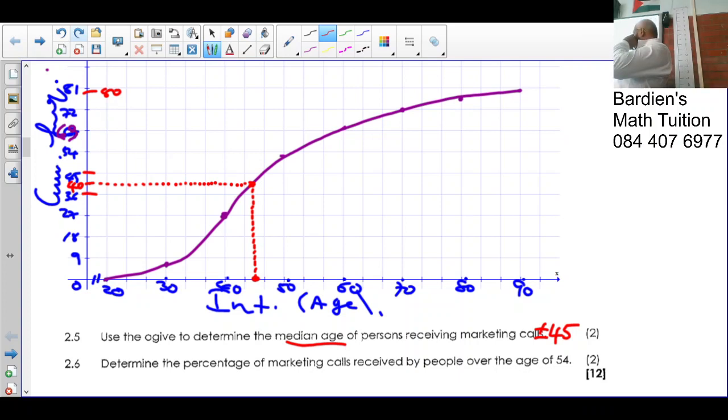Okay. Next question. Determine the percentage of marketing calls received by people over the age of 54. Over the age of 54. So here's 50, 60. That is 55 here. So just about less than that is 54. I go up here, hit the graph, come over here.